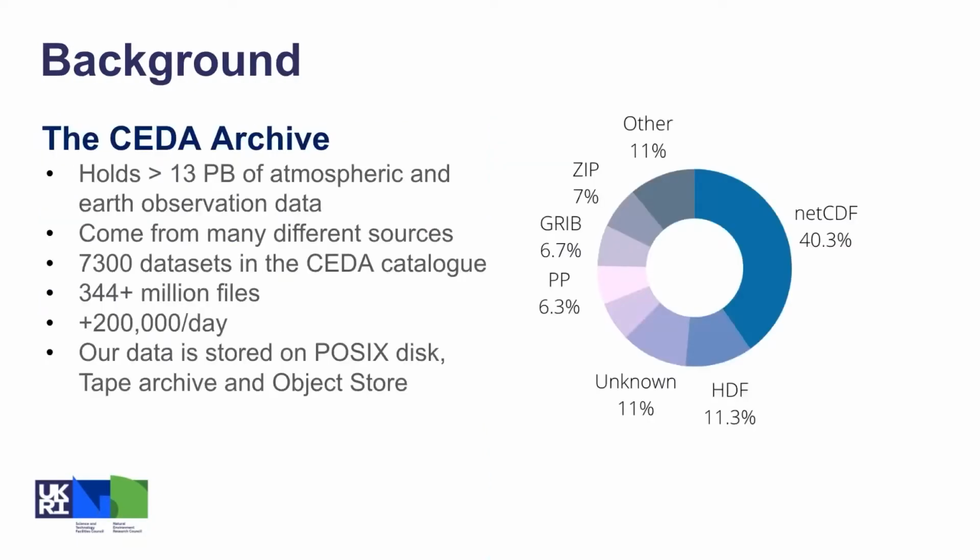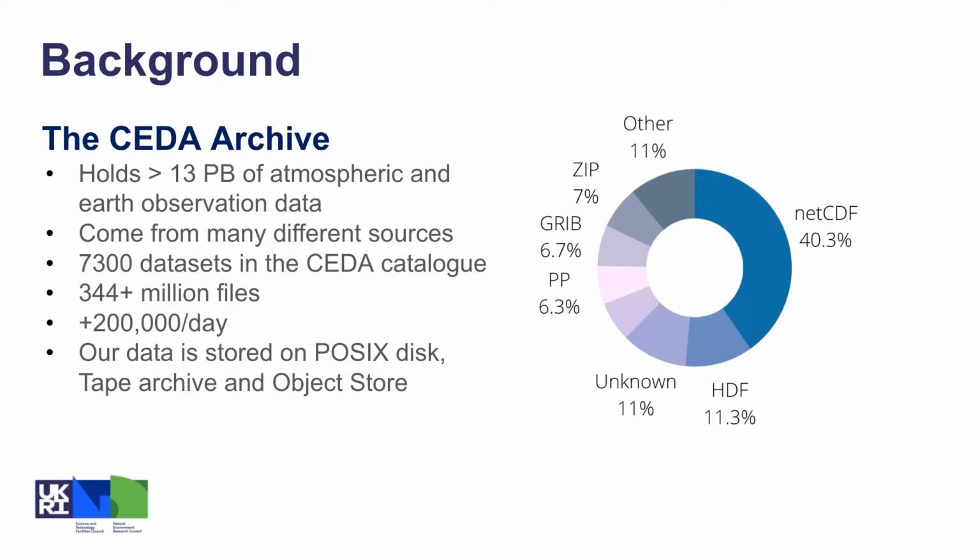So a bit of background. CEDA stands for the Centre for Environmental Data Analysis. One of the main services we provide is the CEDA archive. This is a large data store of atmospheric and Earth observation data. And this data is collected from a wide range of sources and different data providers. And these all use different instruments, different formats, different storage types, etc. And this has led to this highly heterogeneous archive, which has become very difficult to search across.